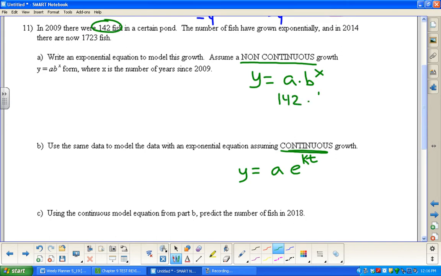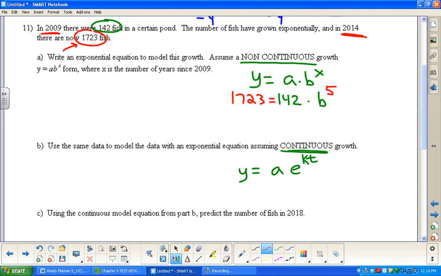Okay, b is what we don't know. How much is this growing? What is it getting multiplied by each time? We do know the ending value, 1,723, and we know how long it took to get there. How many times did it grow? From 2009 to 2014, 5 years went by, so that's how many times it grew. Okay, so that's our equation. Remember, initial value is always a, the 142. Figure out how many years went by, and then your y value is the later ending value up here.